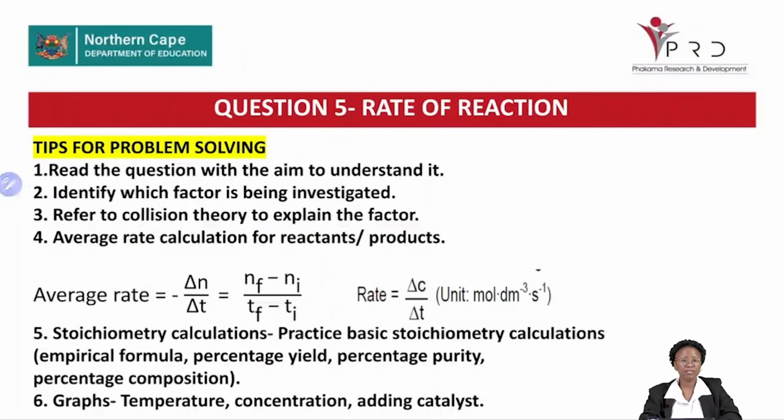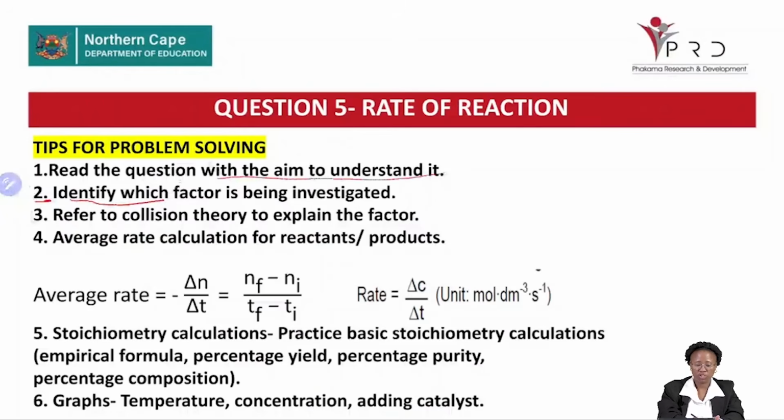Now, let me give you tips that you need to take into consideration as you are doing your rate of reaction problem solving strategy. Point number one, I want you to read the question with the aim to understand it. Don't just read through for the sake of reading. Let us read to understand and interpret the statement. The next thing that I want you to do is to identify which factor is being investigated. Are they talking about temperature? Are they talking about concentration? Are they adding a catalyst? Are they talking about the nature of the reactant? Are they talking about the surface area? So you need to be able to familiarize yourself with the factors and be able to identify them when you are given a question.